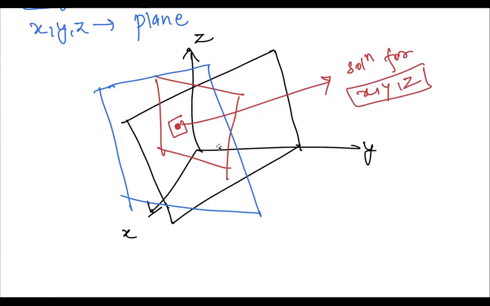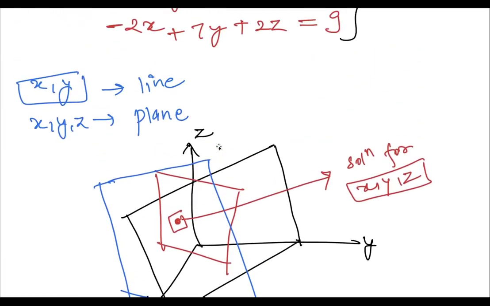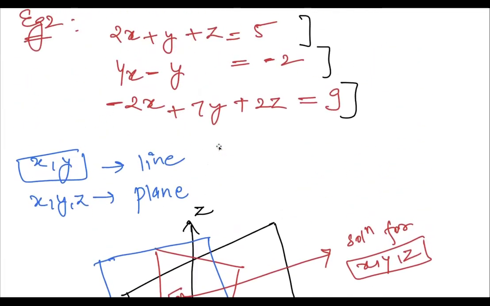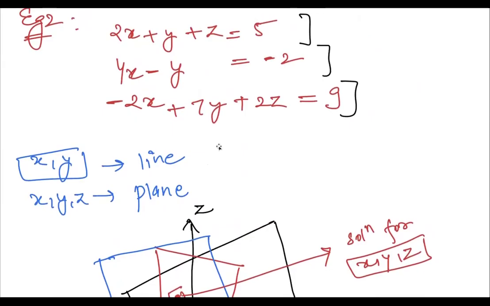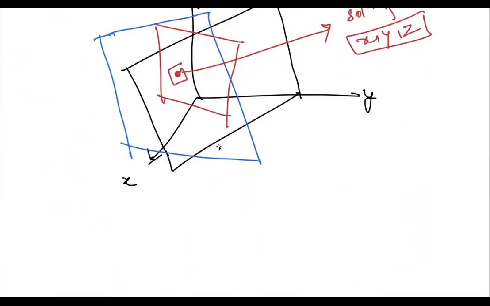But tell me one thing. Is this a good method from your side? What do you think? The answer is no, because right now we just have three equations. What if we have 10 equations, or 20 equations? This becomes so tough. That's why it's not easy to use this graphical method.